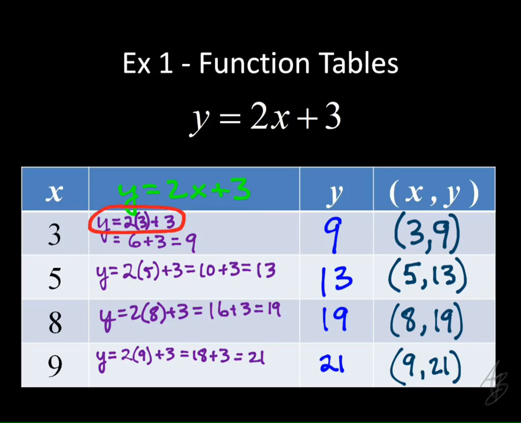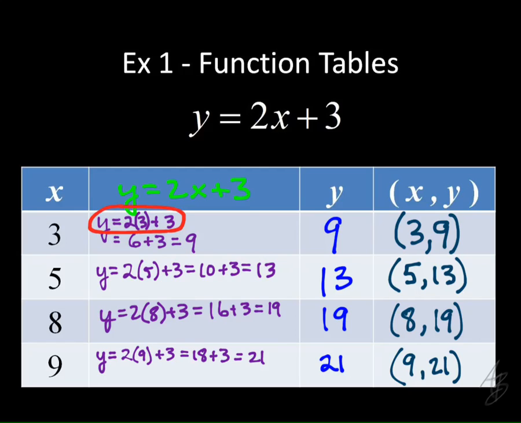I said earlier we want to pick x numbers so that we can plot these points easily. What do you guys think about these y values that we got here? Would that be easy to plot on a coordinate plane? You'd have to have a pretty big coordinate plane, right? The biggest one we've had to use in this class so far only went up to 10 on the y-axis. And this one, we would need it to go all the way up to 21.